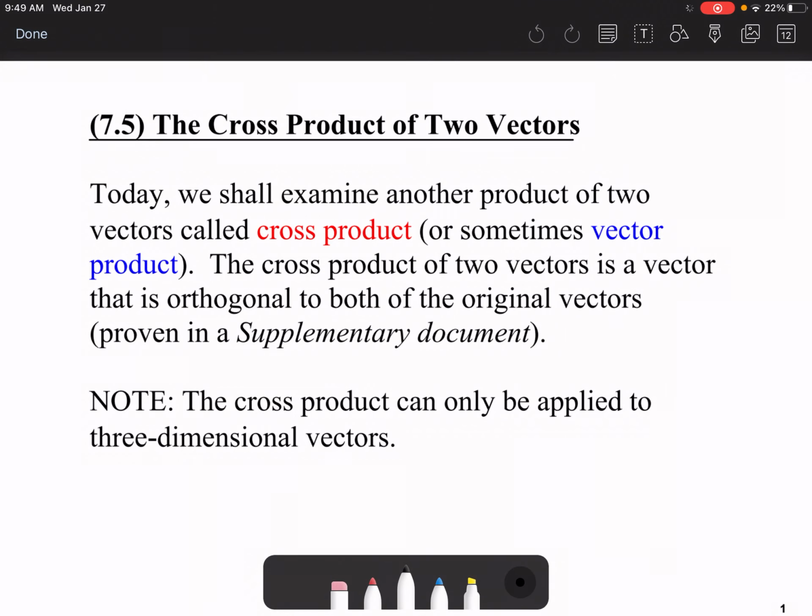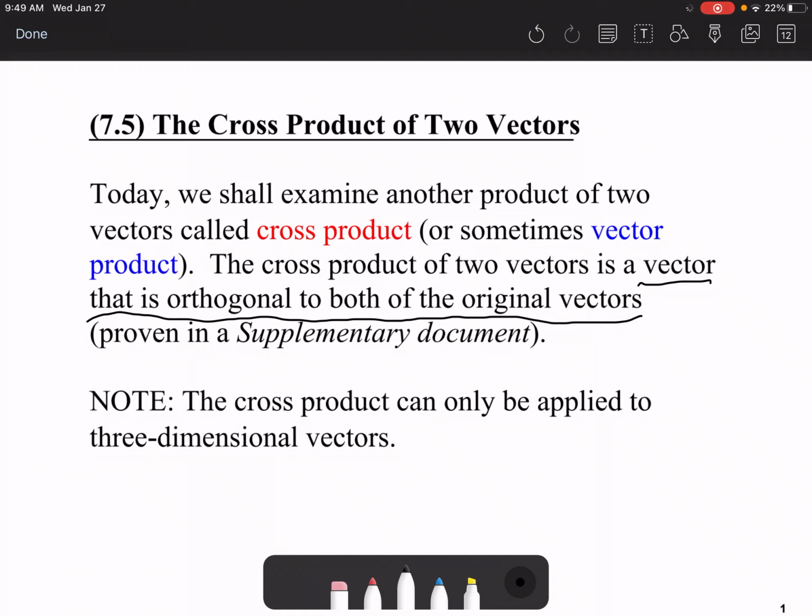Hello and welcome to lesson 7.5, the cross product of two vectors. Today we're going to examine another product called the cross product, or sometimes also called the vector product. The cross product of two vectors is to find a vector that is orthogonal to both of the original vectors.